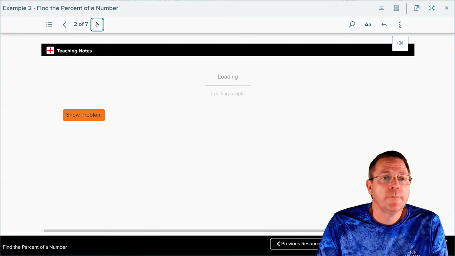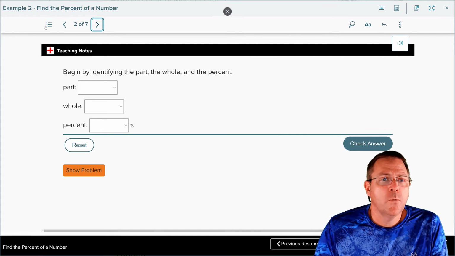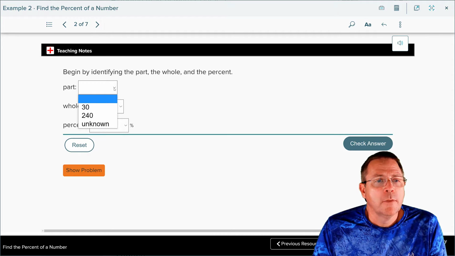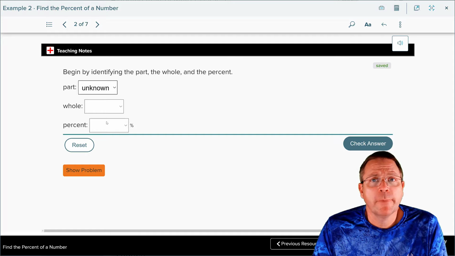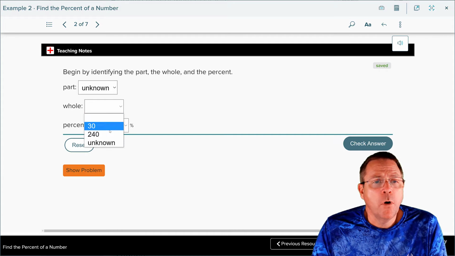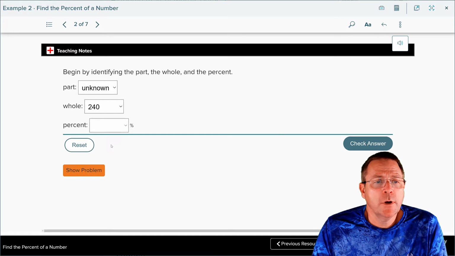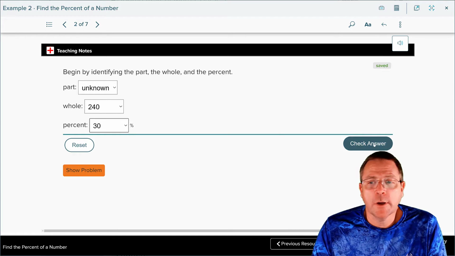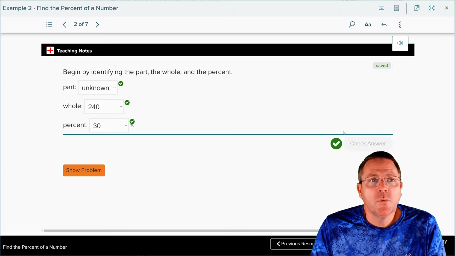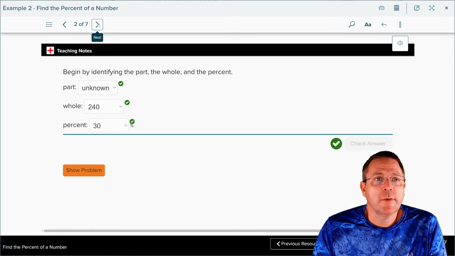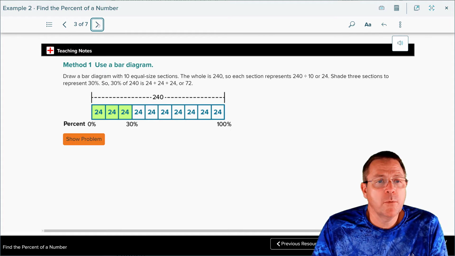Let's keep moving. So, what is the part going to be? The part is going to be, we don't know that. That's what we're looking for. The whole, however, is going to be the 240. And the percent we're looking at, that is going to be the 30. With that information, we can proceed to actually solving this problem once we recognize what we're working with.